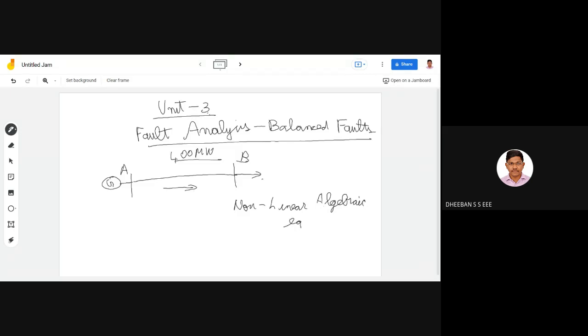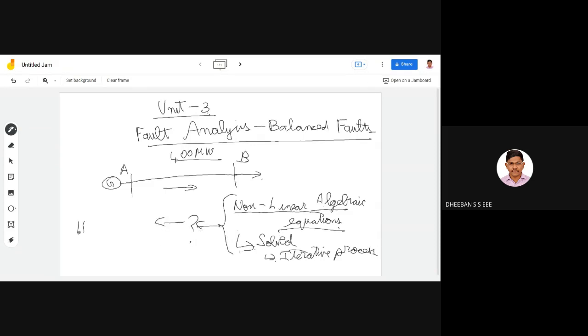Non-linear algebraic equations, and these non-linear algebraic equations can be solved. How can we solve them? Through an iterative process. Through an iterative process, you will be getting the optimum amount of power that has to flow from A to B. So what does this determine? This determines the health of the power system.